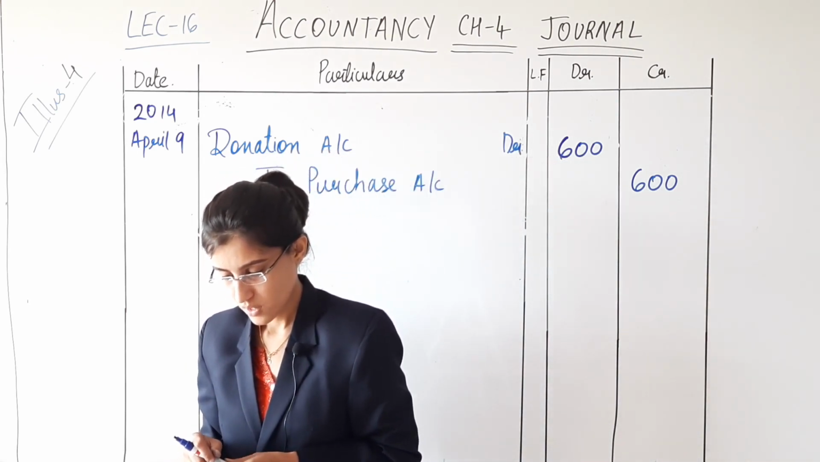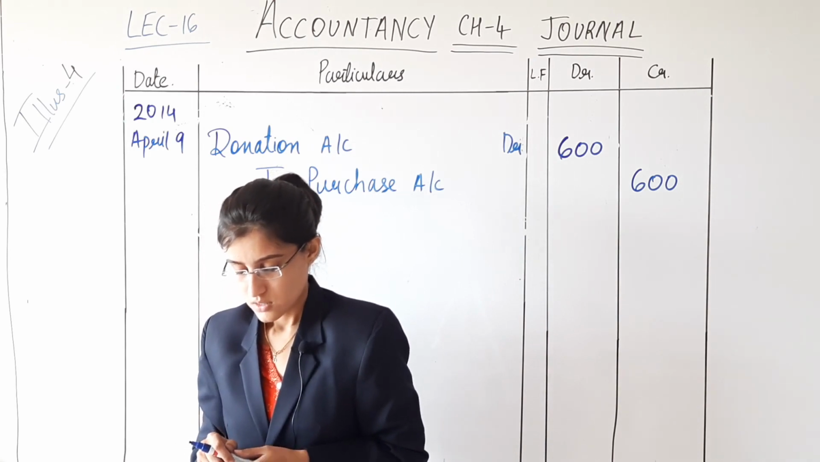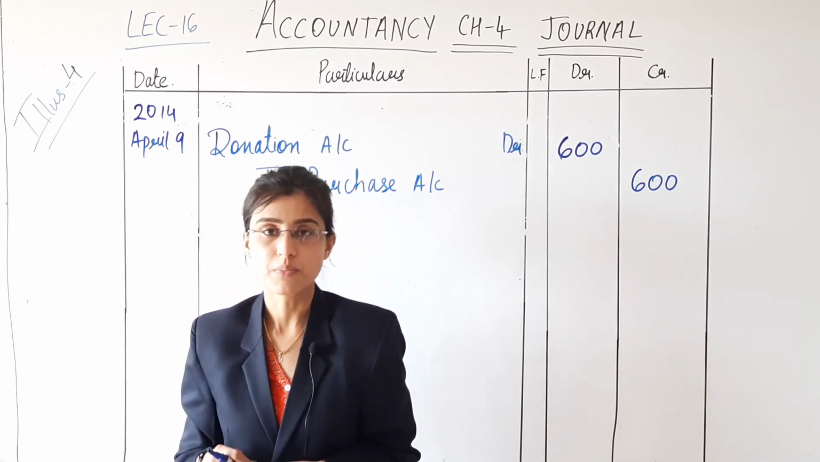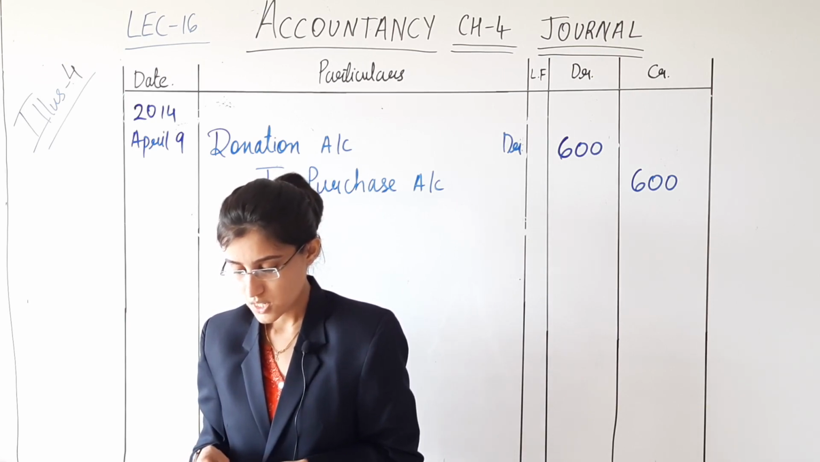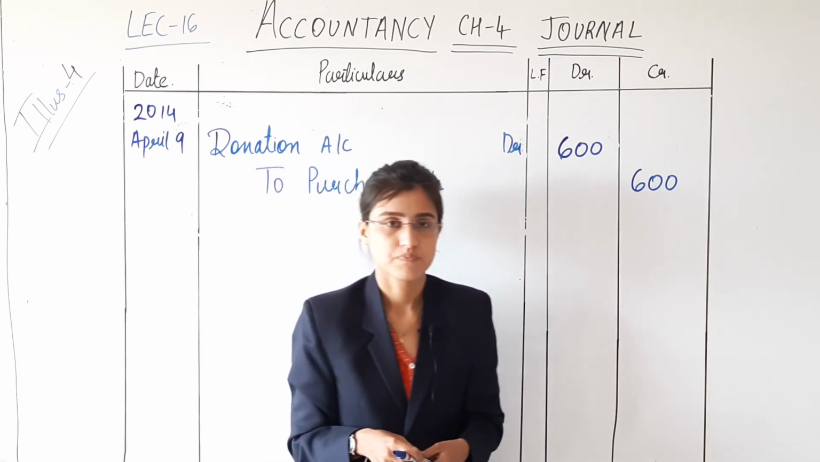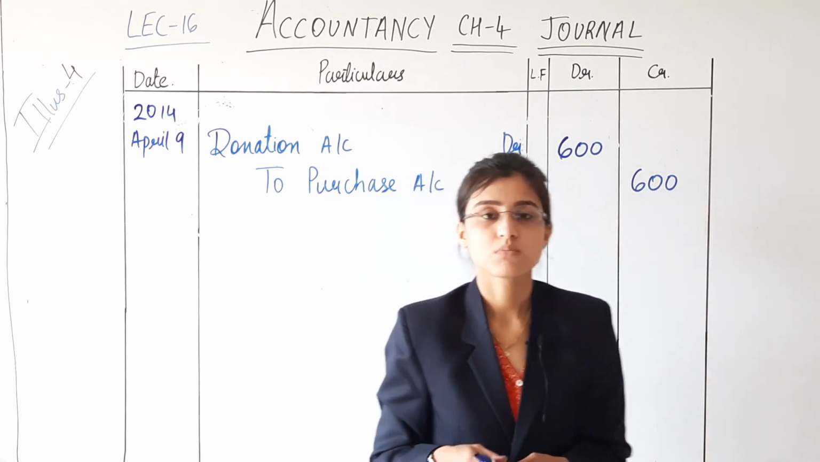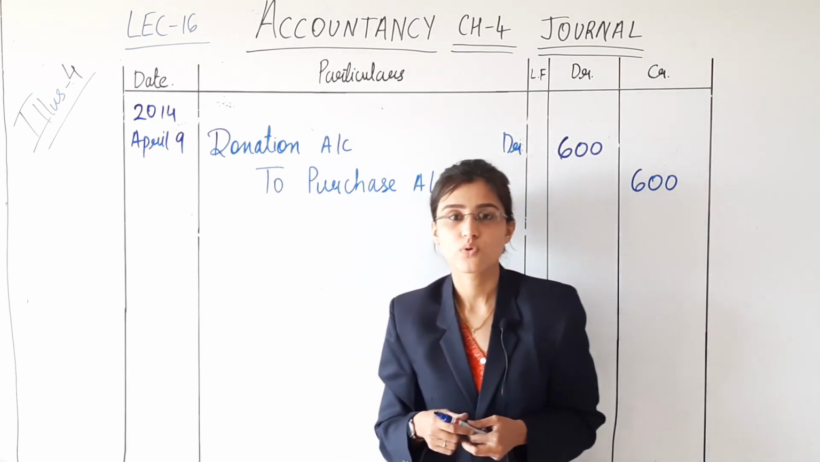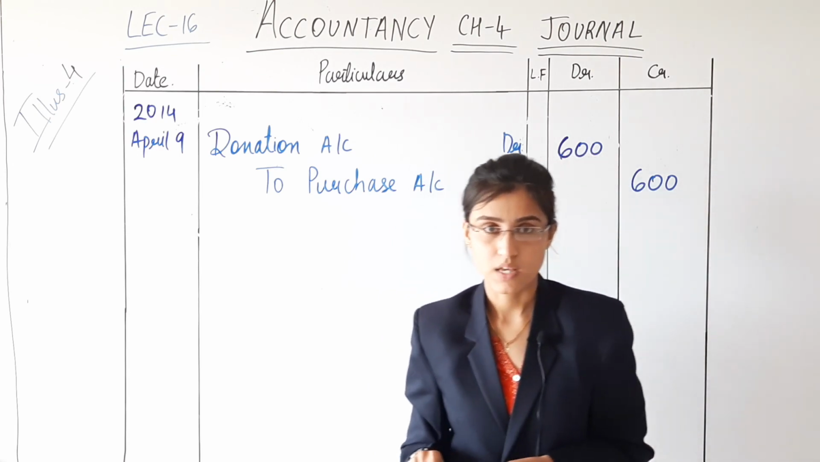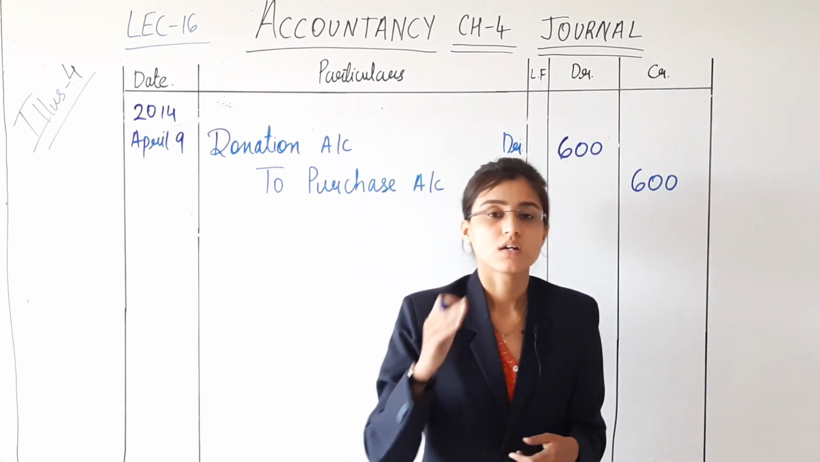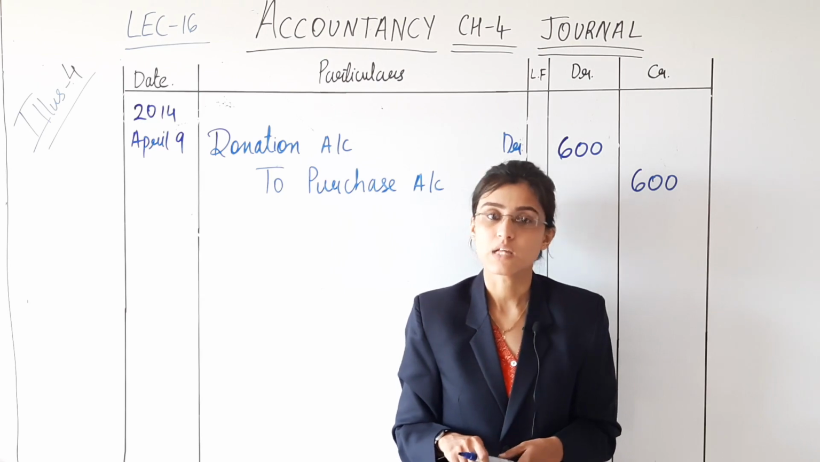Next, the transaction on 10th of April. It says electronic weighing machine purchased for rupees 450. This is a part of dead stock. Yes, this is dead stock and it is having a debit balance.